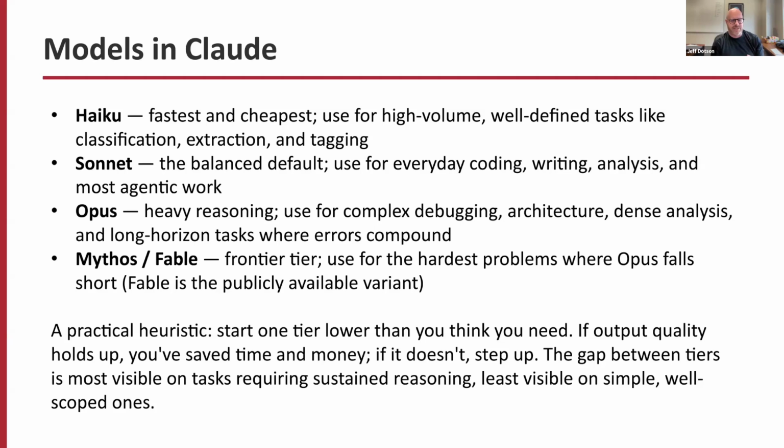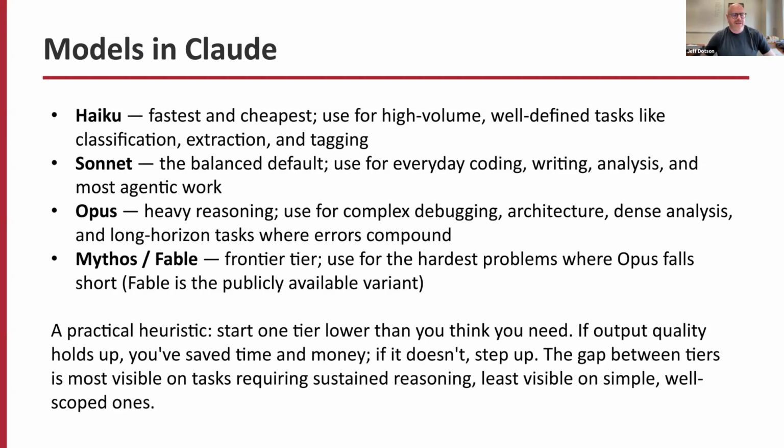Sonnet is really the balanced default. I would say Sonnet is the model that I tend to use the most if I'm working within this account. I would use it for everyday coding, for writing, for doing analysis, and most agentic work. Think of it as the utility player. It requires a moderate amount of token usage. I think it's better than Haiku in most cases for things that require a little bit more thinking.